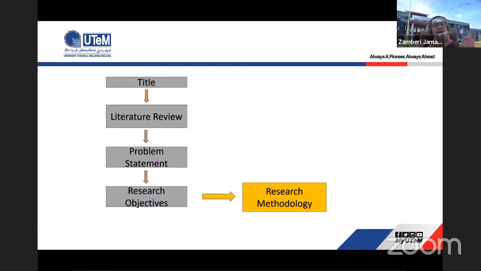But if you look at the title itself, where does it come from? It comes from, firstly, the literature review. That is basically the first step. In our research work, we perform a literature review. Why are we performing a literature review?